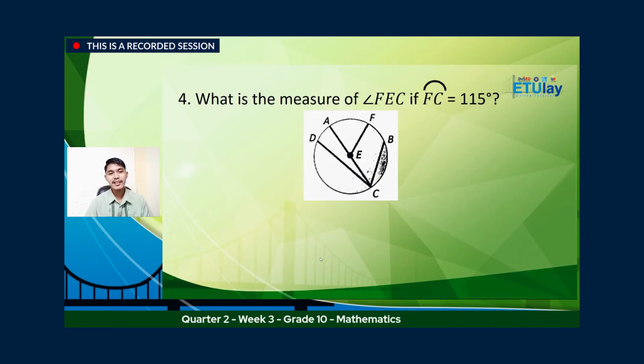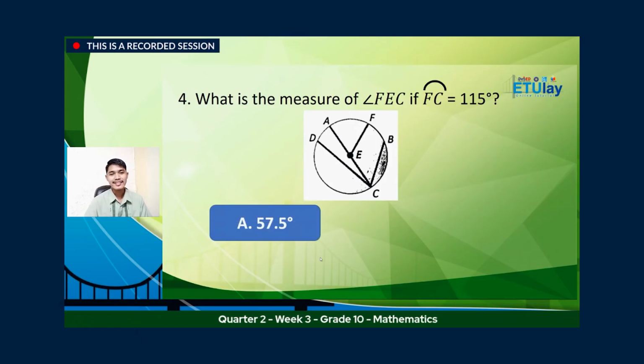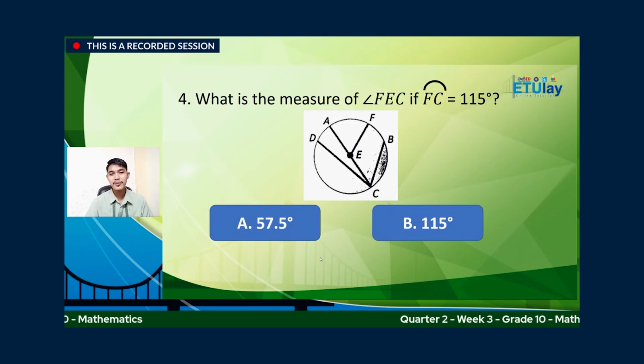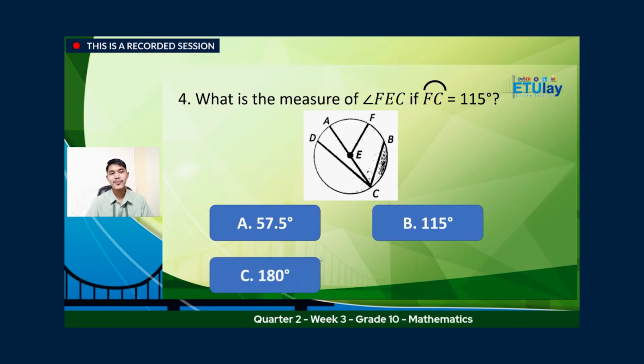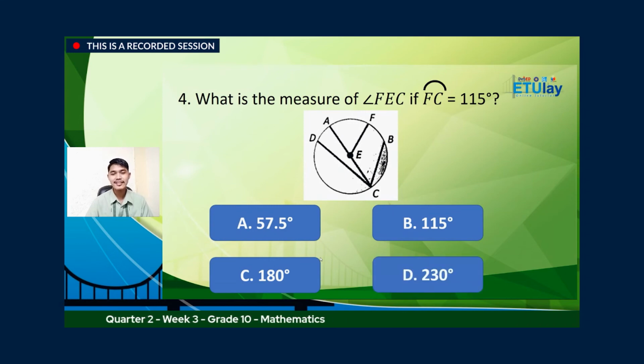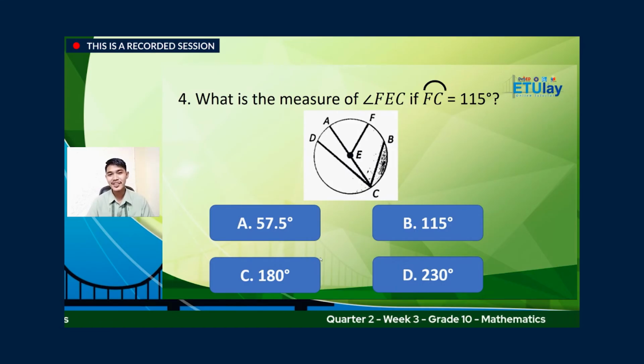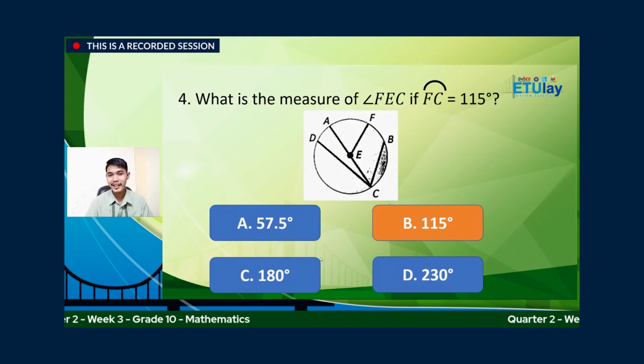Number 4, what is the measure of angle FEC if arc FC is equal to 115 degrees? A, 57.5 degrees, B, 115 degrees, C, 180 degrees, or letter D, 230 degrees. Angle FEC is the central angle, and its intercepted arc is arc FC. So what does it mean? Ano ngayon ang measure ni angle FEC? The answer is letter B, 115 degrees. They are equal in measure, okay?